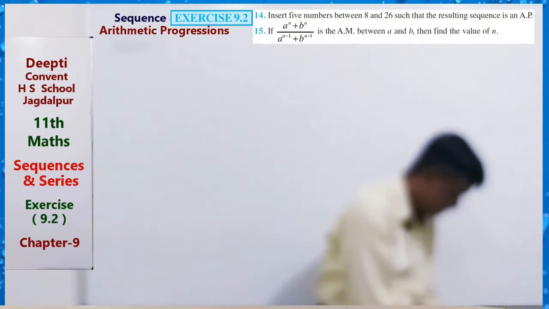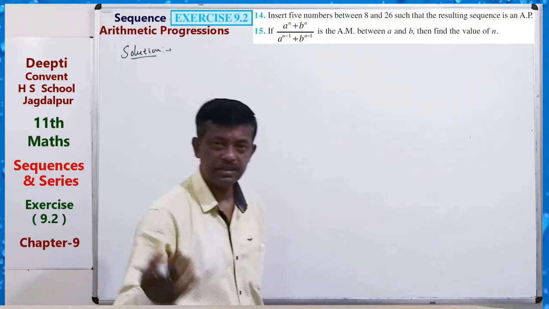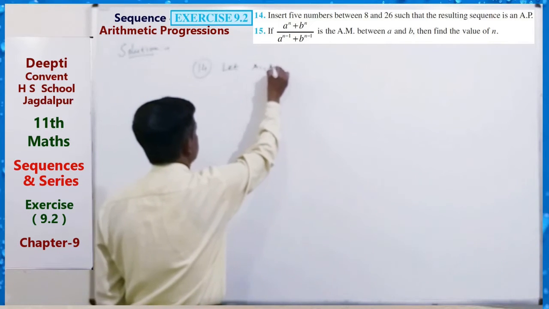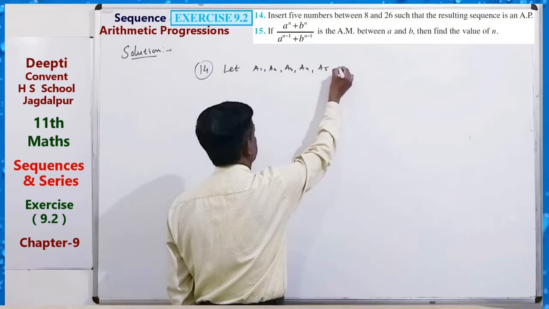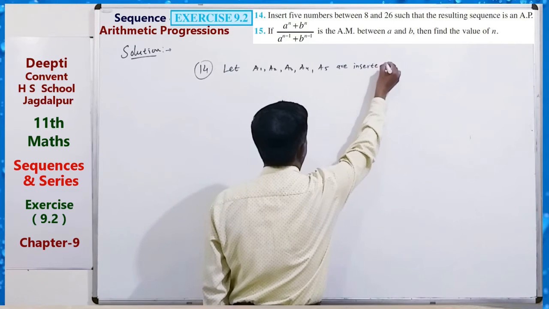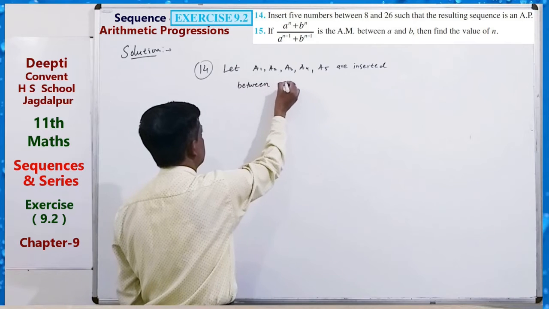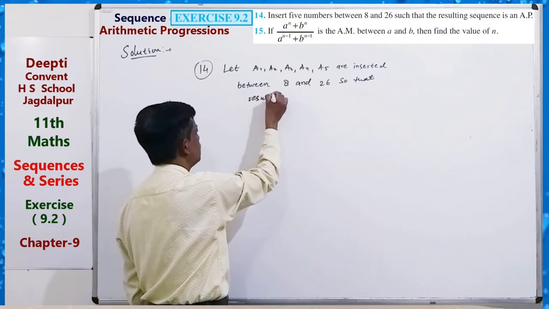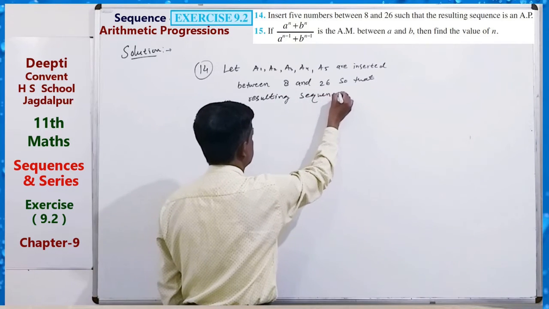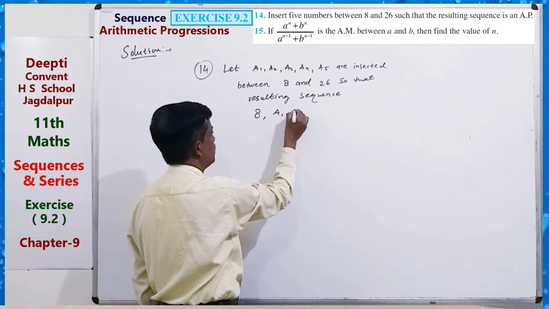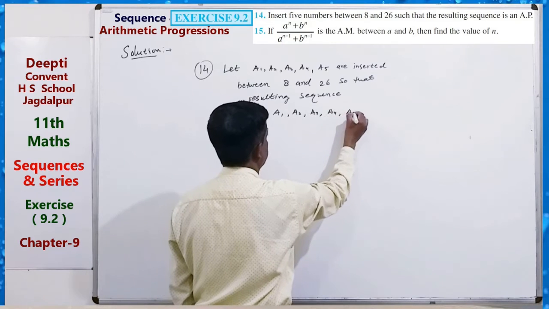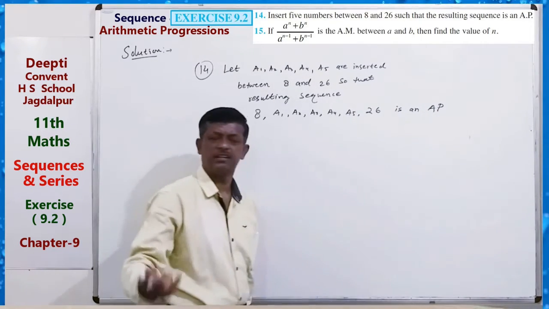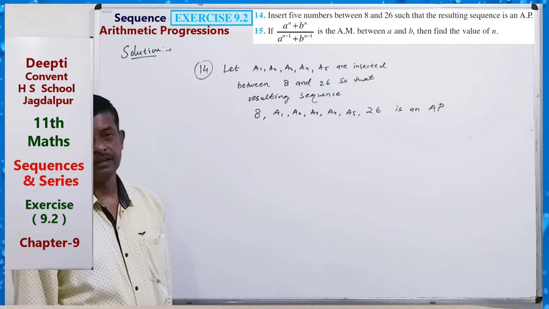Here, insert 5 numbers between 8 and 26 such that the resulting sequence is an AP. Let A1, A2, A3, A4 and A5 be the 5 numbers inserted between 8 and 26 so that the resulting sequence 8, A1, A2, A3, A4, A5, 26 is an AP. You can use the direct formula for getting D.